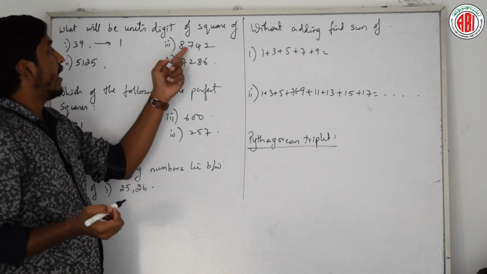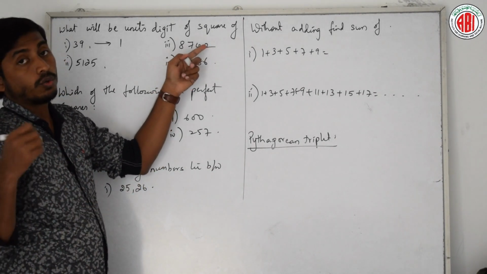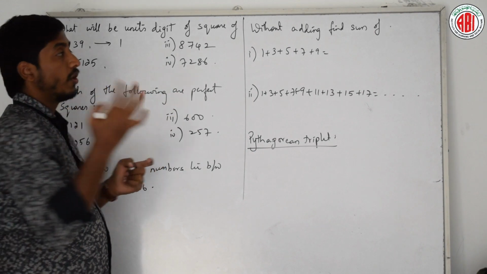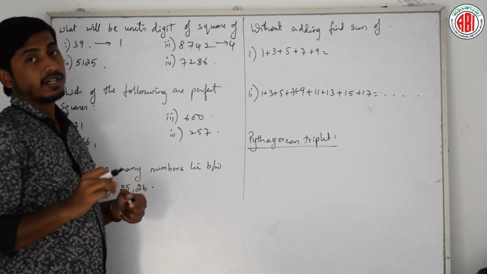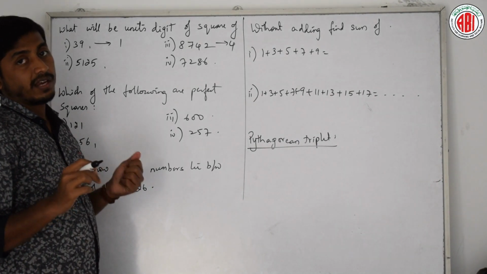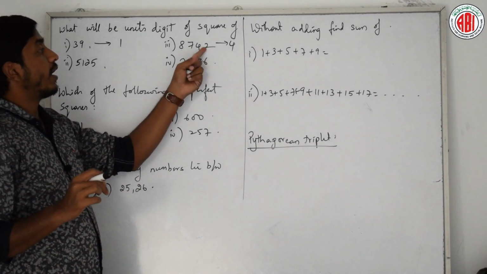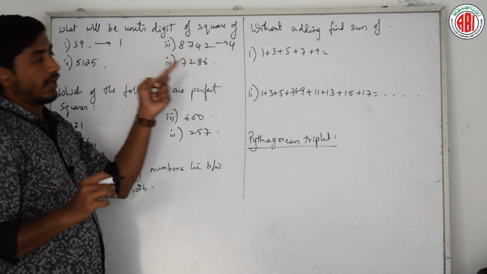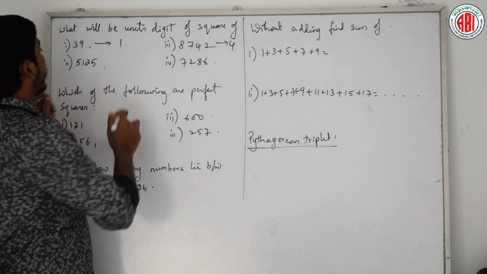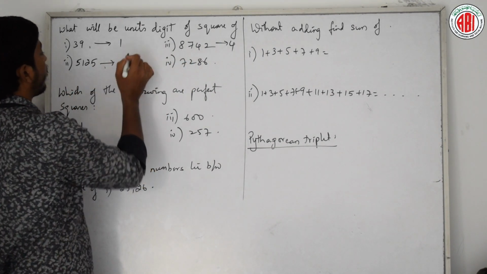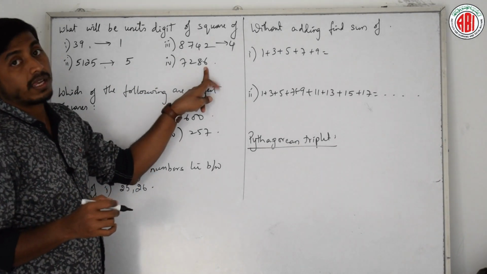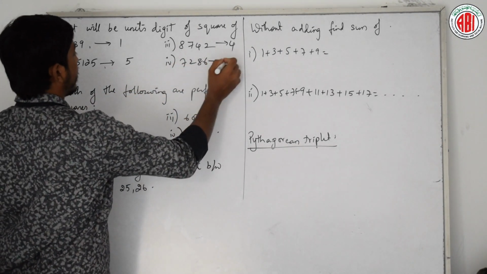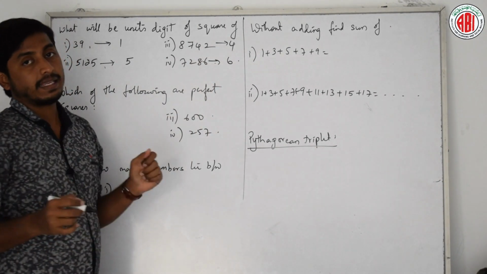Here, the square of 8742. The square of 2 will obviously be 4. He is asking the unit digit of a squared number. That will again be the square of this unit digit. Here 5 square is 25, that is, 5. The next, what is the square of 6? The square of 6 is 36. Therefore, I write it as 6.